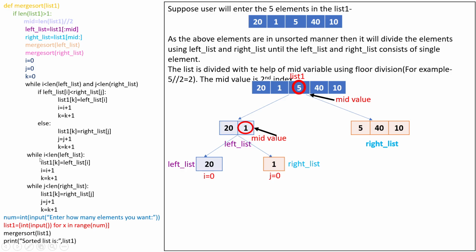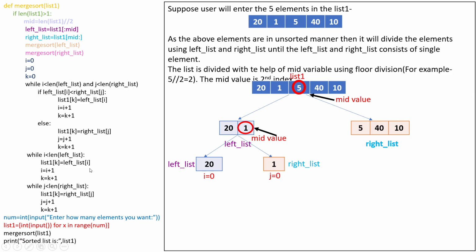Now, while I less than length of left list, I is what? 0. Till now I didn't increment. 0 less than length of left list, which has 1. So 0 less than 1, true. It will go to the next line. List 1 of K. K is incremented in the else part. K is equal to K plus 1, meaning 0 plus 1, it becomes 1. So list 1 of first position equal to left list of I. Left list of I means 20.